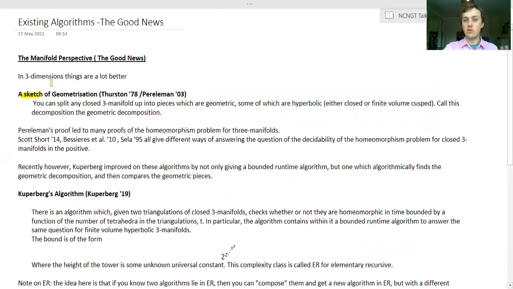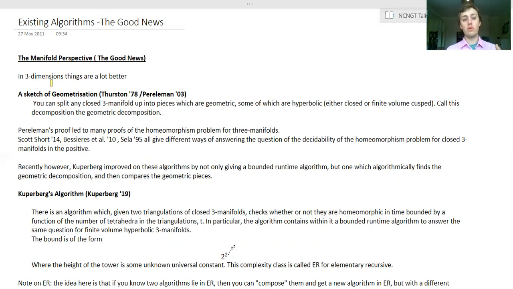And really this is a sketch of what the result says, but it basically says that if you're given a closed 3-manifold, you can split that 3-manifold up into pieces, all of which have a certain geometric structure. And in particular, some of those pieces, in a lot of cases, are going to be hyperbolic 3-manifolds. And you get closed hyperbolic manifold pieces. You can also get cusped hyperbolic manifold pieces. We call this decomposition the geometric decomposition.